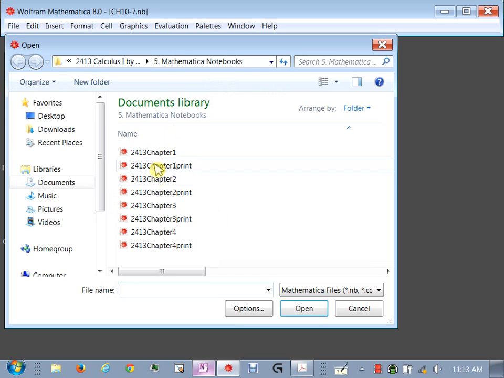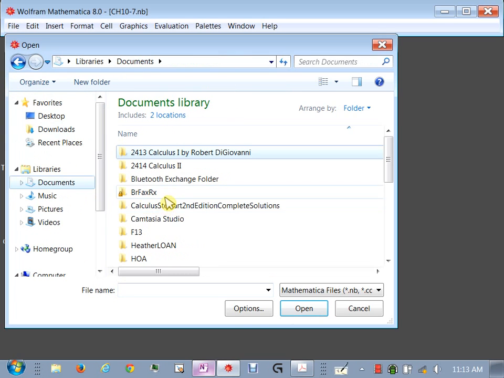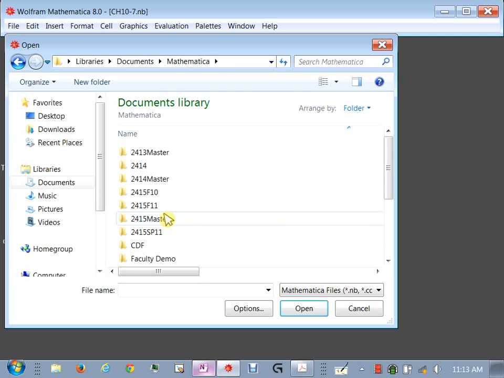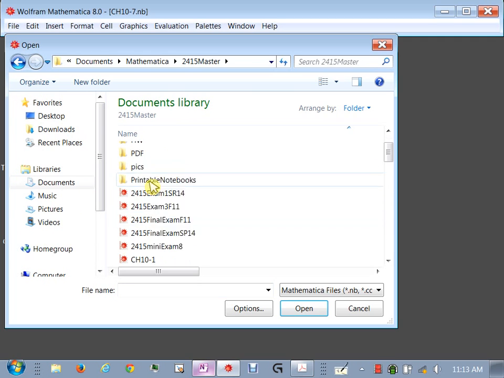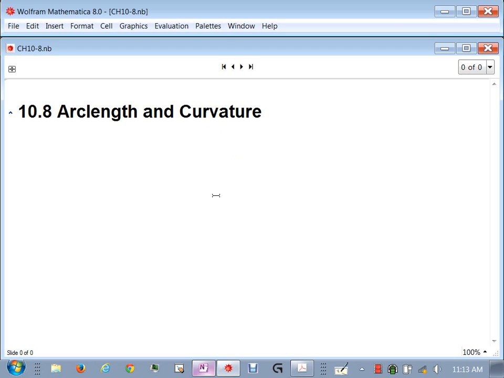Let me go ahead and open up the next set of notes for 10.8. All right, some instructors here don't cover this section, but I'm going to do it because I think there's some valuable stuff in here. Arc length and curvature.